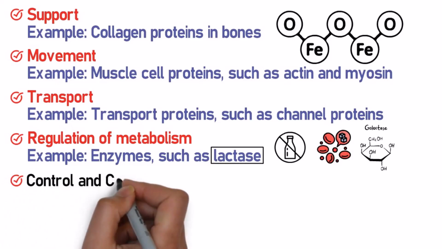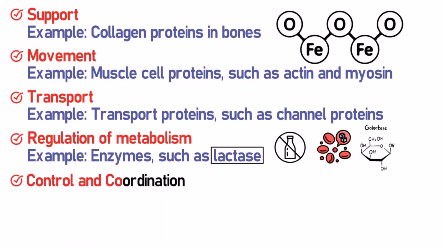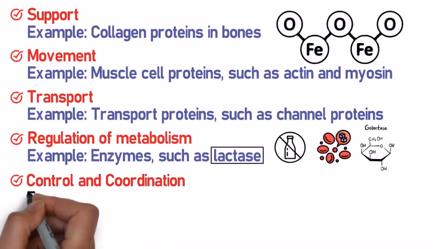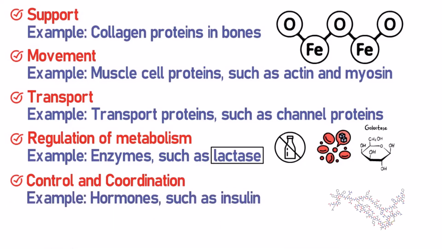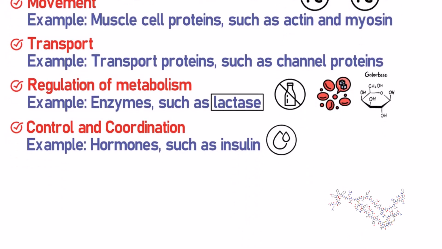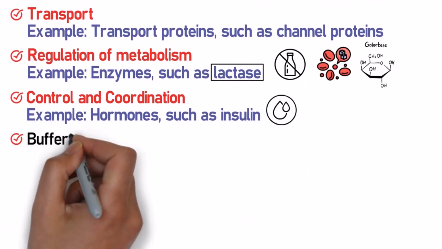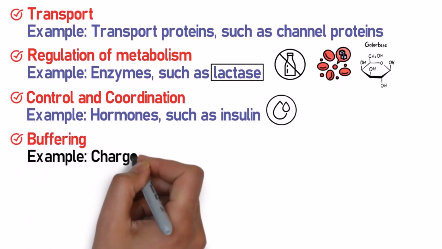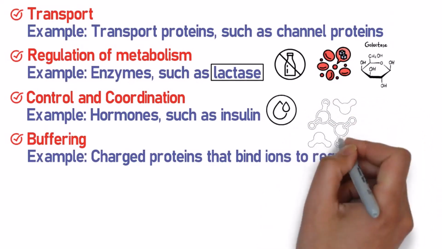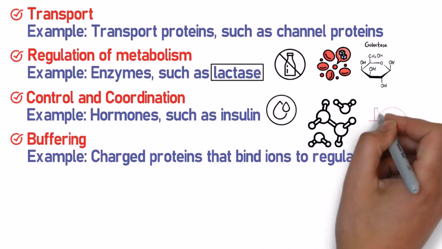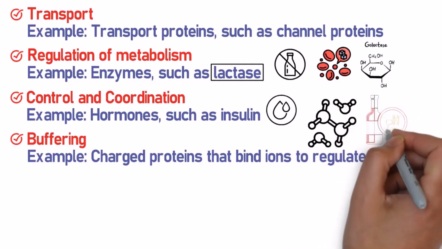Proteins are also important in controlling homeostasis and coordinating the body systems. Examples of these types of proteins include protein hormones, such as insulin, which is responsible for the regulation of blood sugar levels. Buffering, such as the regulation of the body's pH, is another important role that proteins play.